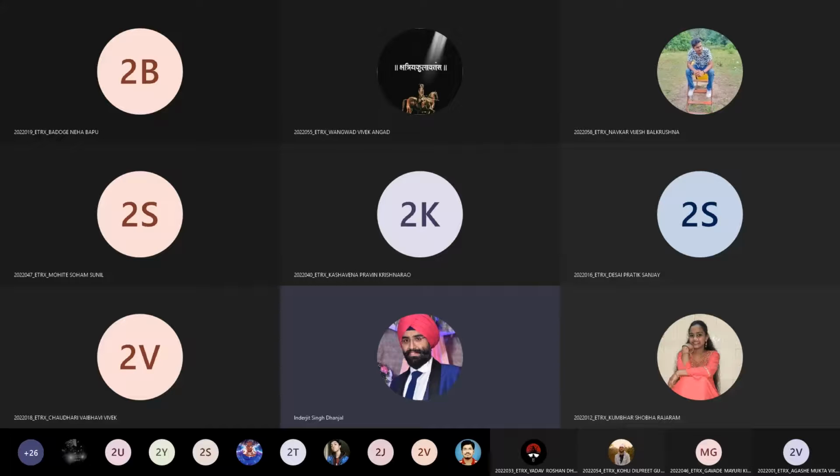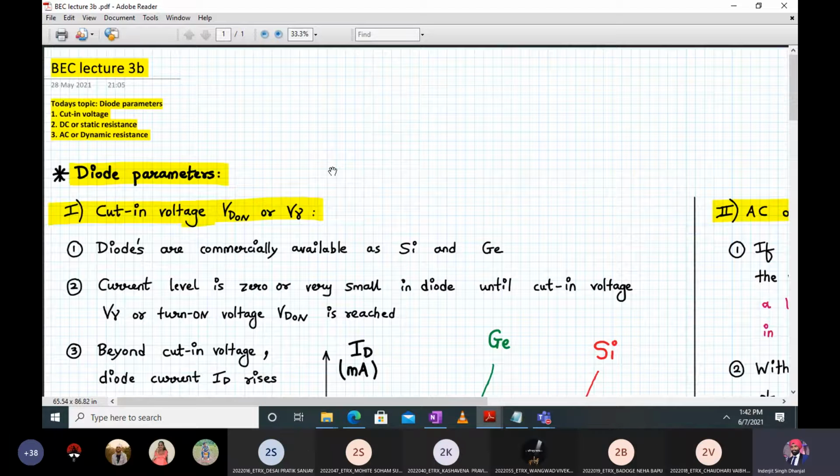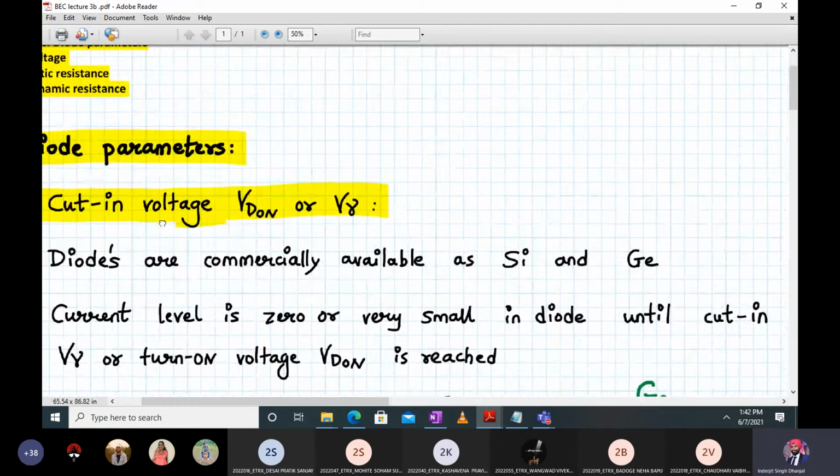Lecture number 3B. Today we are going to cover the diode parameters. We have already seen the diode characteristics, the IV characteristics. We will see today three diode parameters, namely cut-in voltage, DC or static resistance, and AC or dynamic resistance. So let us start with the first diode parameter, cut-in voltage.